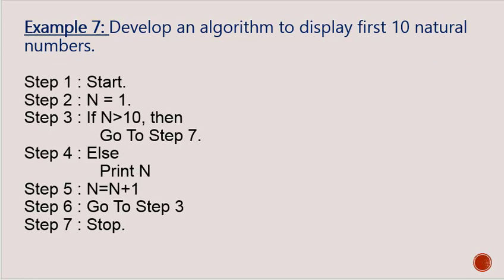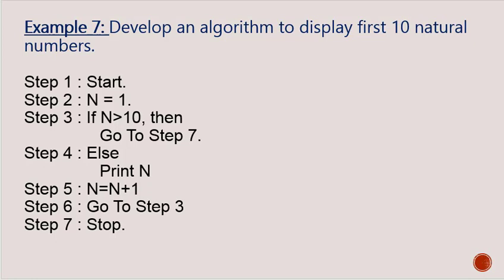Now moving on to example 7, we have to develop an algorithm to display the first 10 natural numbers. This is an example of a repetition construct, because in this algorithm we are displaying the first 10 natural numbers. Obviously we will start from the value 1 and repetitively display the values 2, 3, 4, 5 up to the value 10. So a statement or a number of statements will execute more than one time. This kind of algorithm is known as a repetition construct.